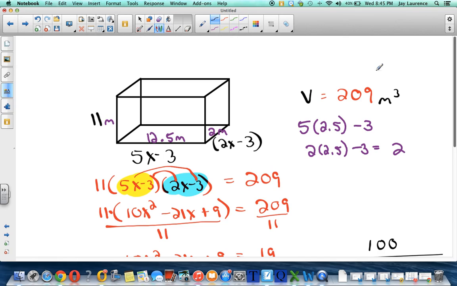2 times 2.5 minus 3. Yeah, that's 2. 5 times 2.5 minus 3 is 9.5. I forgot to subtract 3. There it is. Sorry about that, ladies and gentlemen. That should be 9.5. I forgot to subtract 3, silly me. So that would be 9.5. And so now I'm going to do 11 times 9.5 times 2. And there we go. I get the 209.